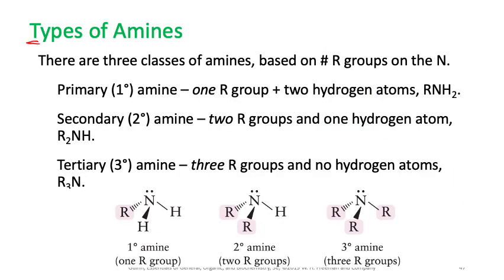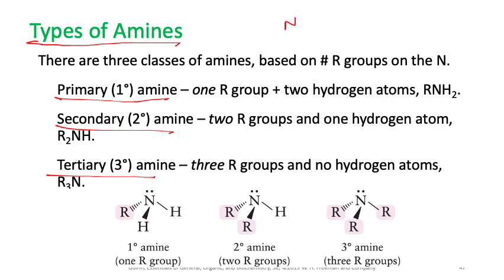Now let's talk about what the different types of amine are. Like we have different types of alcohol, we also have different types of amine, and it is the same: primary amine, secondary amine, tertiary amine. Same as alcohol: primary, secondary, tertiary alcohol. So what are primary amines?